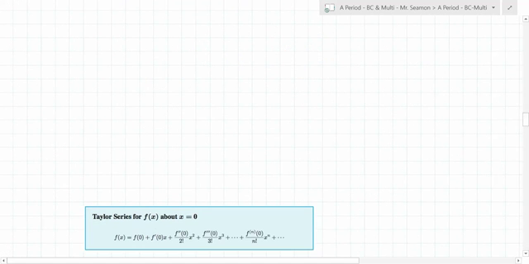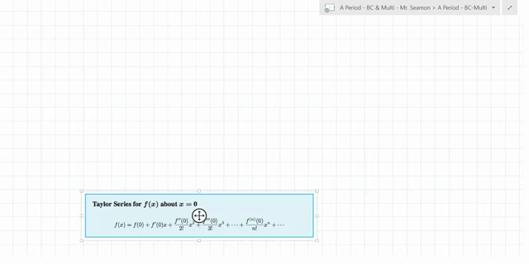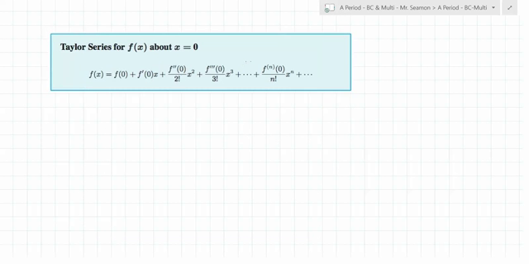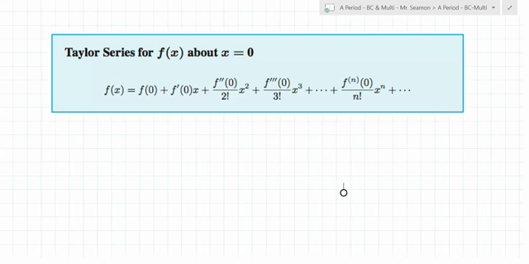Cool. Very cool. So this is almost identical to what we looked at yesterday. What's the only difference between this and what we looked at yesterday? It goes on forever. That's it. The only thing that changes is it now goes on forever. So this is the Taylor series for f of x about 0.